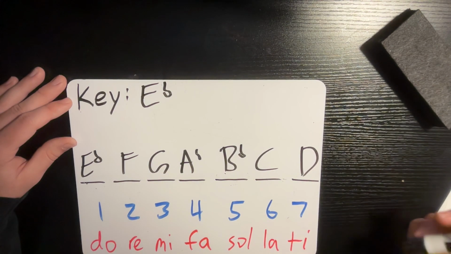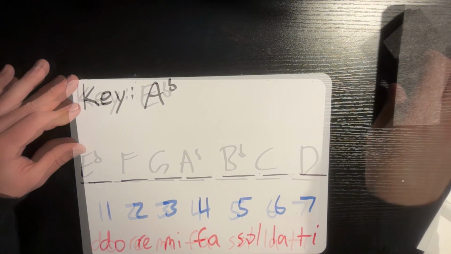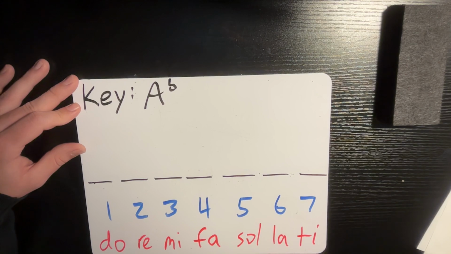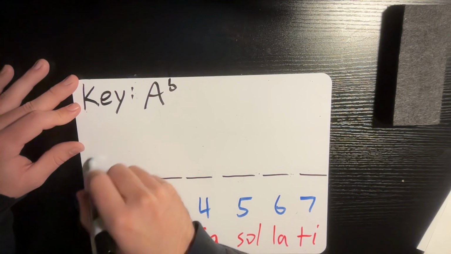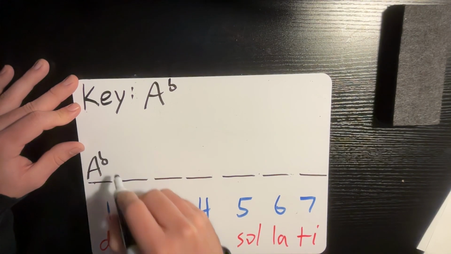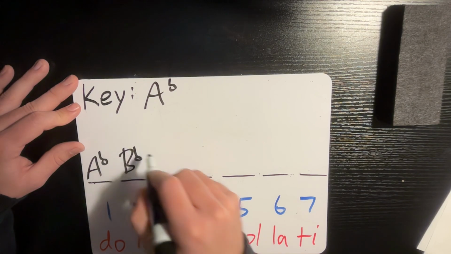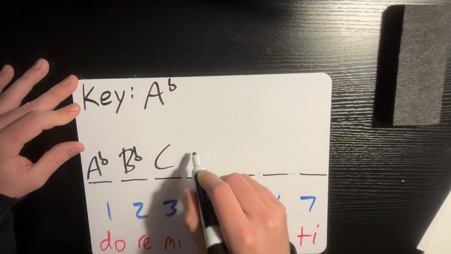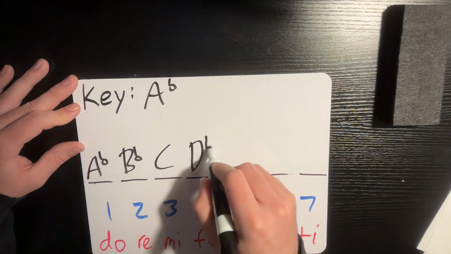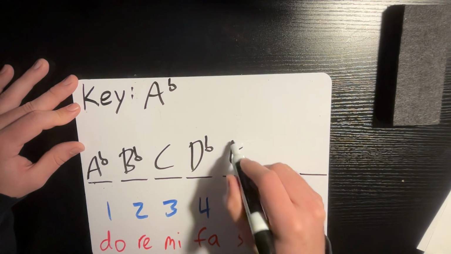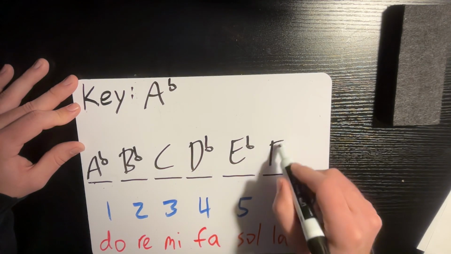Alrighty, here we go. Next key. All right, the key of A flat. We begin A flat, B flat, C, D flat, this is the new flat, E flat, F, G.